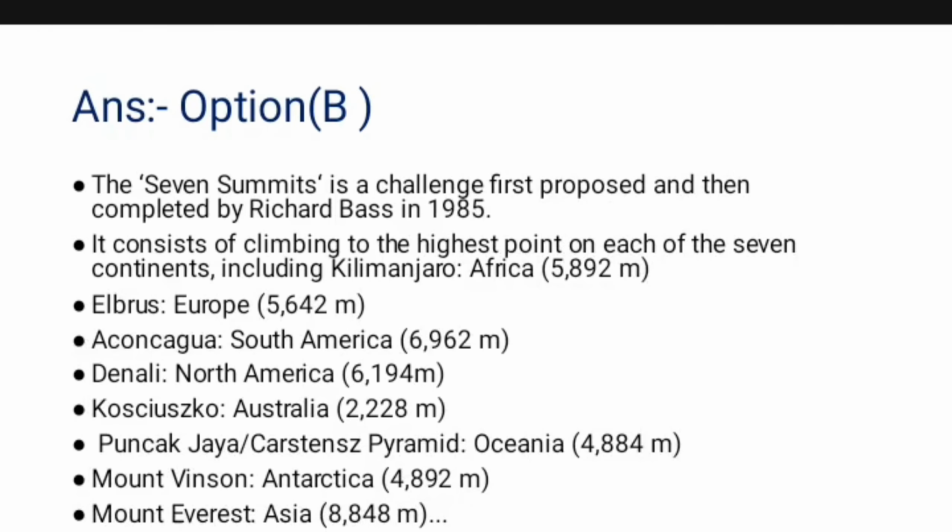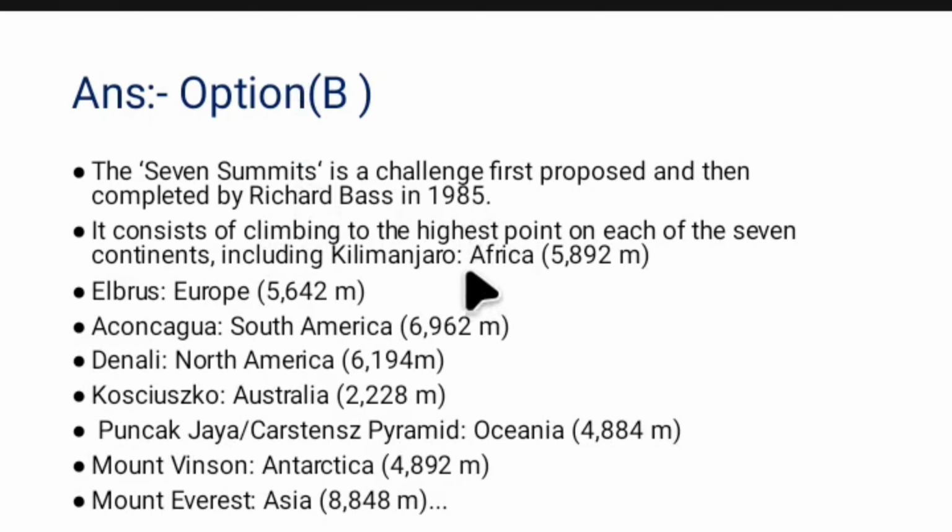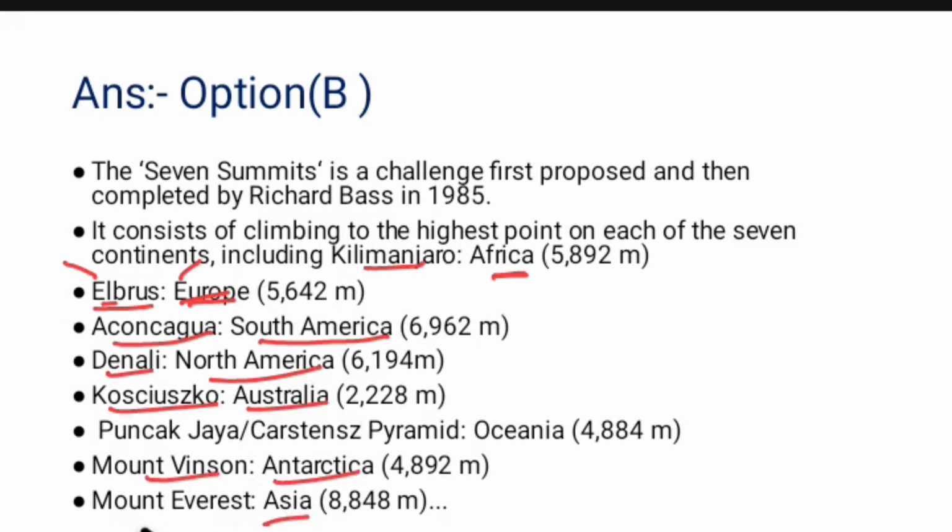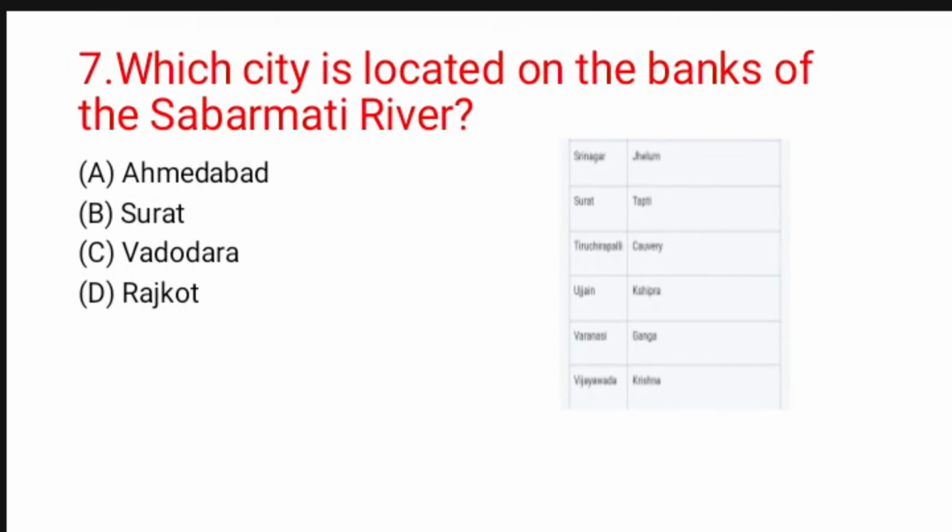If you see the explanation, so there were 7 continents and 7 highest peaks. In Africa, it is Kilimanjaro, and in Europe, it is Elbrus. So remember, Europe, Elbrus, and South America, Aconcagua, North America, Denali, and Australia, Kosciuszko, and Antarctica, Mount Vinson, and Asia, Mount Everest. So these were 7 highest peaks located in 7 different continents.